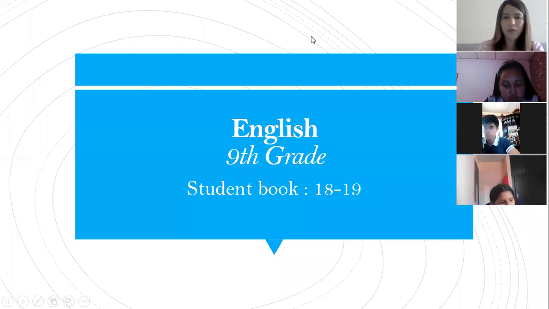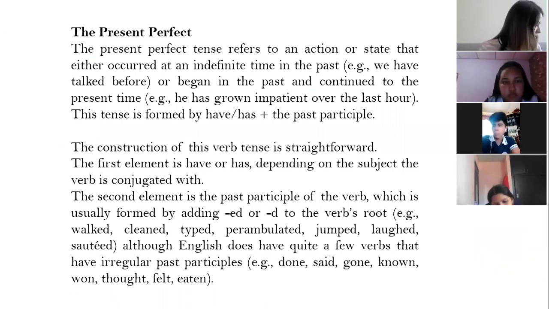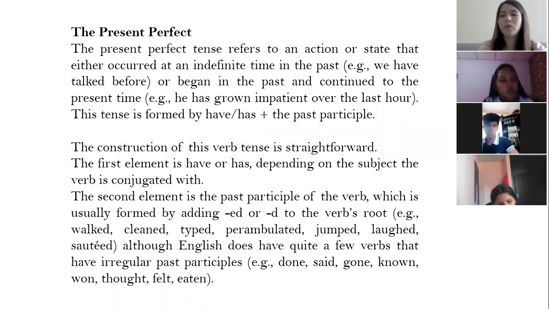Okay, guys, for today's English class, we're going to do the student book pages 18 and 19. I know you are on the correct pages right now. Page 19 is about the present perfect. So here, let's review what it means.